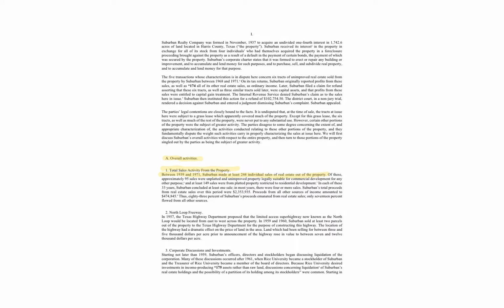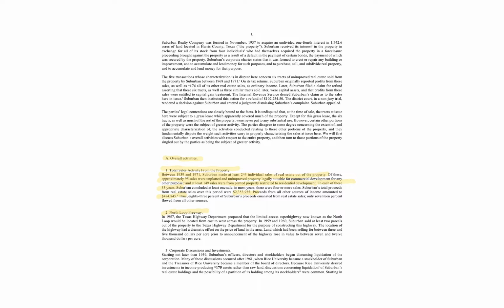And it goes through and says approximately 95 sales were unplatted and unimproved, and at least 149 of the sales were from platted property restricted to residential development. In each of these 33 years, so it's giving a period of time, it's talking about the sales numbers, which is probably going to be important when you think about the Winthrop, like how much income is received. And then it also breaks down the types of property.